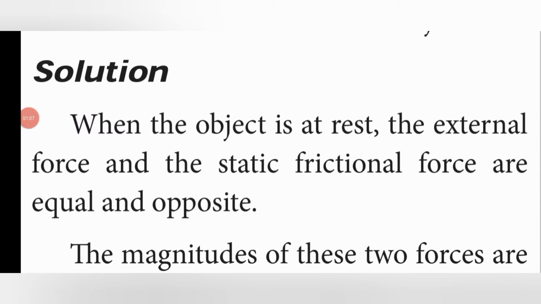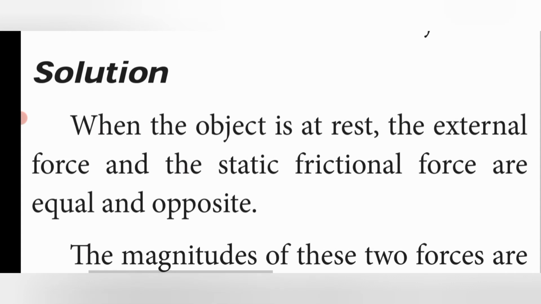First of all, when the object is at rest, the external force is always equal to the static frictional force, equal and opposite. So this is the first point. We conclude that the external force and the static frictional force are equal but in opposite directions. Because we give the external force in one direction, it cannot move the object, so it is opposed by an equal amount of force in the opposite direction.